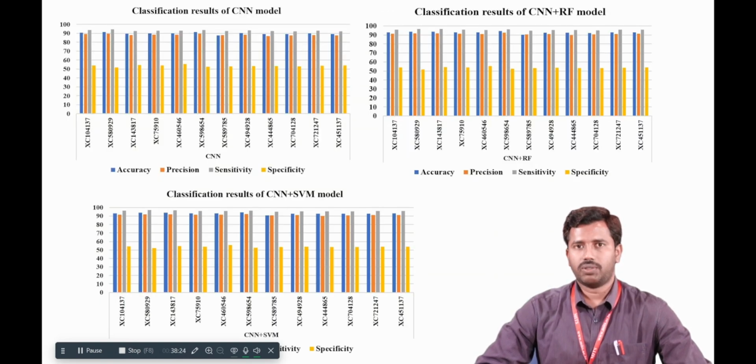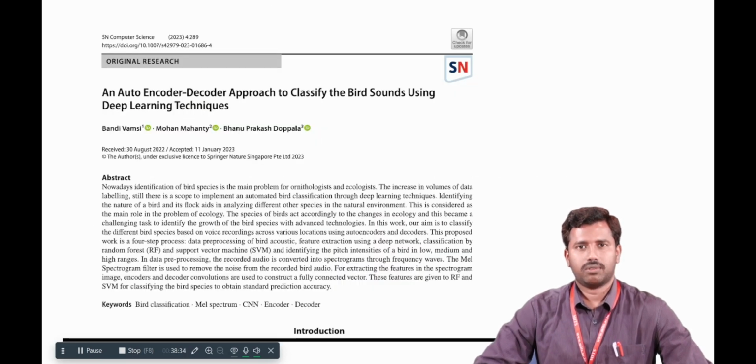This is the visualization for comparing the results in a graphical way for CNN, CNN plus random forest, and CNN plus SVM. This is the proof, the first page of my research work, which was published in 2023, last year. You can read this research work if you are interested.